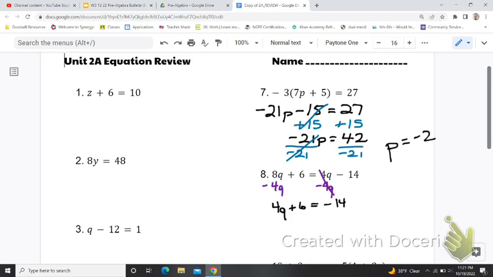And then once again, two-step equation. To get rid of plus 6, we'll subtract 6, so that plus 6 and minus 6 adds up to 0 to make just 4q, because 4q plus 0 would just be 4q. Negative 14 and negative 6 is negative 20. Divide by 4. And q is equal to negative 5.